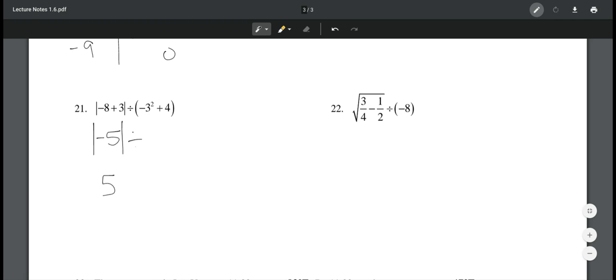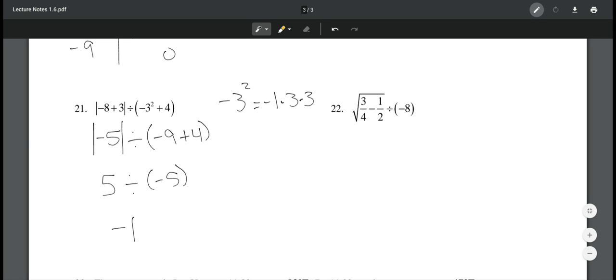We are going to divide that by, now, negative 3 squared, remember that's the same as negative 1 times 3, which gives me negative 9 plus 4, which is negative 5. And when you take 5 and divide it by negative 5, you get negative 1. When you divide two numbers with different signs, the outcome is always negative.